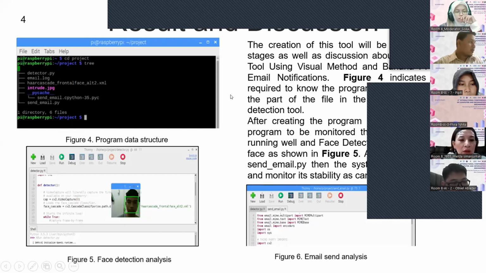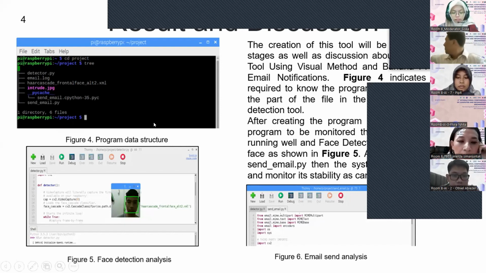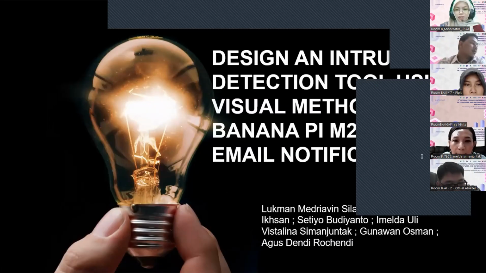For face detection, we use a program written for Raspberry Pi, the computer language of the Banana Pi M2 Plus. This is the code we tried for face detection, to recognize images by image processing with OpenCV, which is already integrated with the camera.